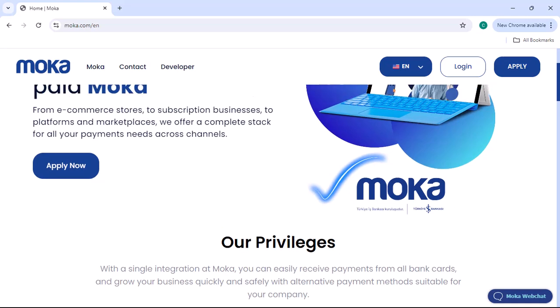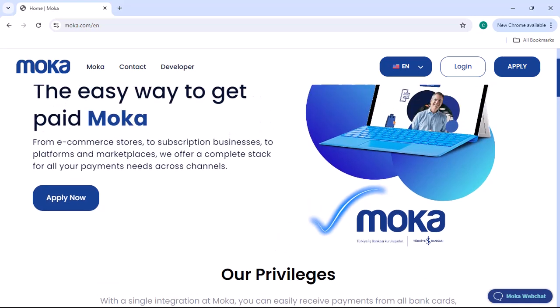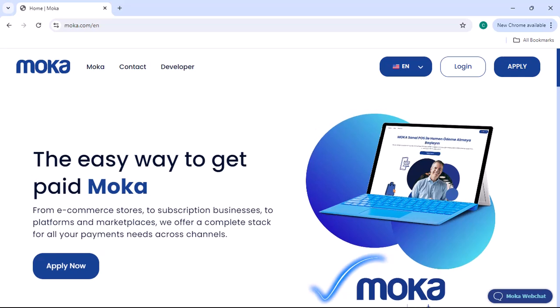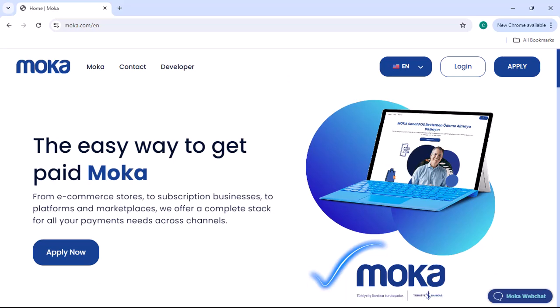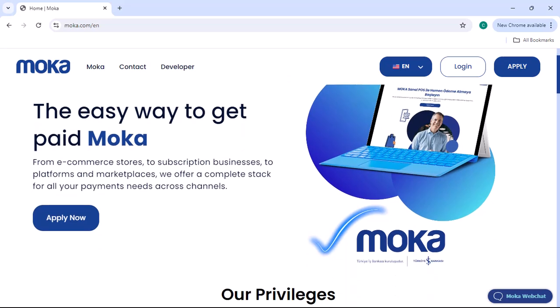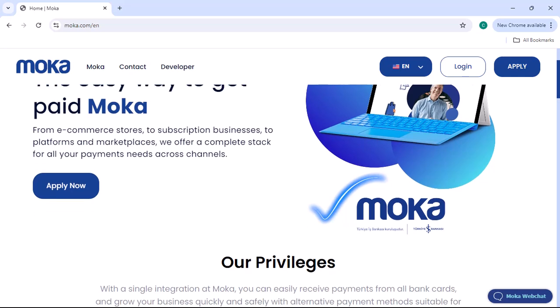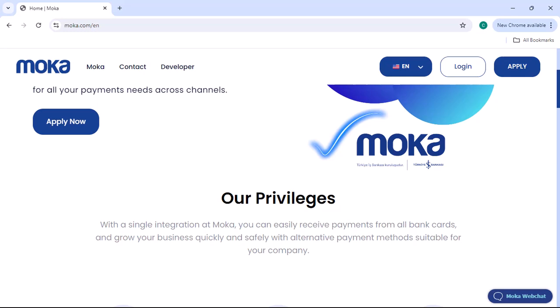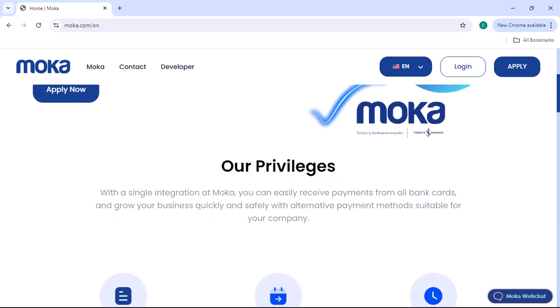If you're unsure whether your specific bank is supported, the best way to find out is to try connecting your account within the Moka app itself. During the setup process, you'll be prompted to select your financial institution from a list. If your bank is listed, you're good to go. If it's not, you might want to reach out to Moka's customer support directly to confirm compatibility or explore alternative solutions.